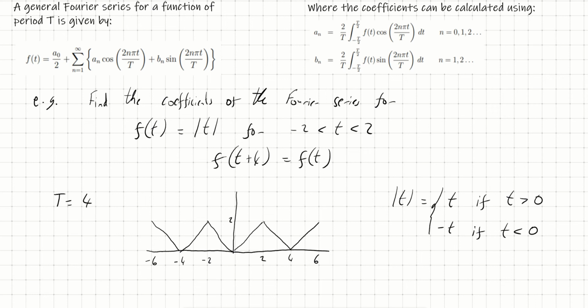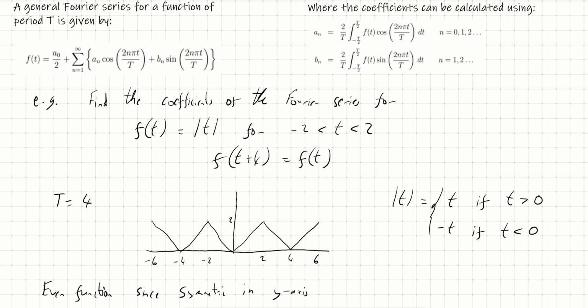Okay, hopefully that makes sense. It's always useful to sketch these functions whenever you're doing a Fourier series question. You can see from this picture that this is an even function. How do we know it's an even function? Well, even functions are symmetric in the y-axis, and this one is. The idea is that f(t) is equal to f(-t). That's what an even function means.